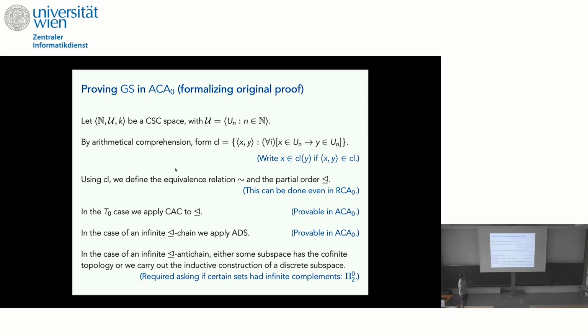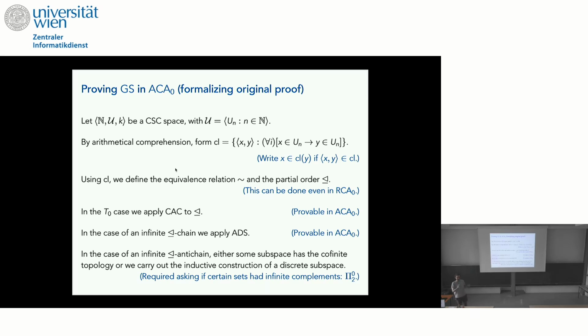So now we have a CSC space, and I'm just taking the domain to be the natural numbers, and here are the basic open sets. The key is, if you remember back to that original proof, the first thing we did was define a certain kind of equivalence relation using the closure operation on points. Well, the closure operation we can define using arithmetical comprehension. So there it is, we have this closure operator. It's a set of pairs x, y so that informally x is in the closure of y. That's what we'll write. And now that we have that, we can go ahead and do the proof.